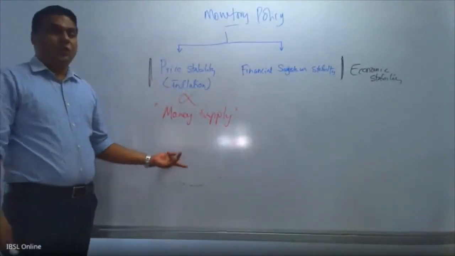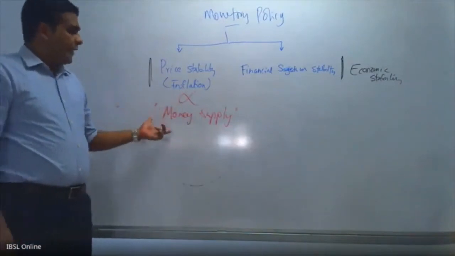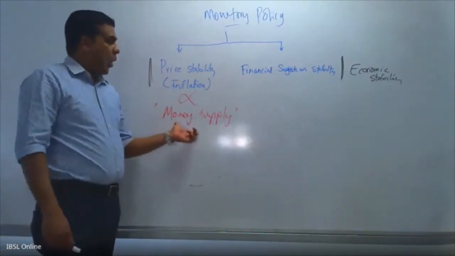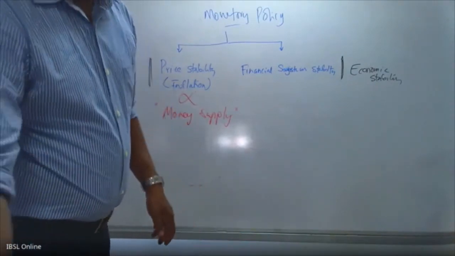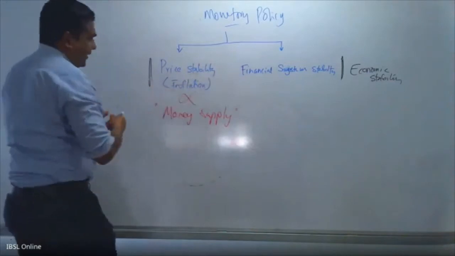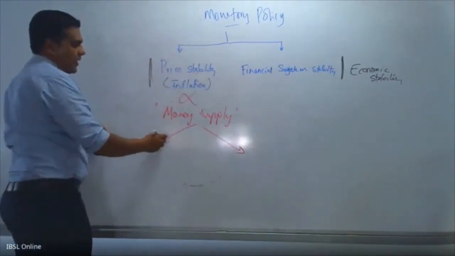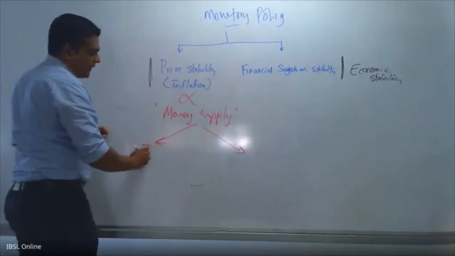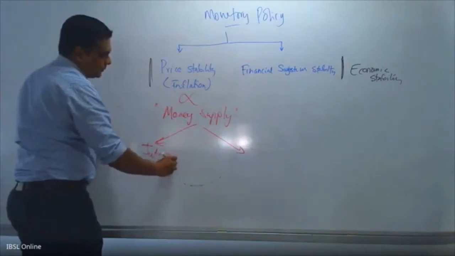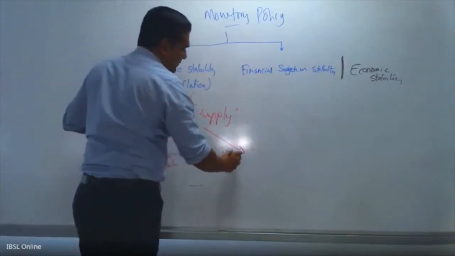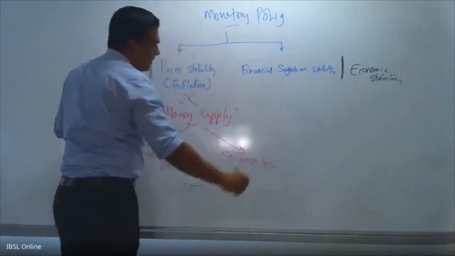Right. Okay. Before we go for a break. Now, money supply is a function of productivity. Money supply is influenced mainly by two factors. One is interest rate, another one is exchange rate. Interest rates and exchange rates.